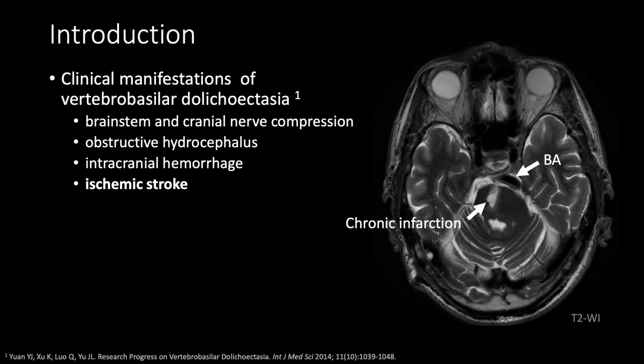Intracranial hemorrhage due to rupture of the basilar artery may occur, but the most common presentation of vertebrobasilar dolichoectasia is ischemic stroke.